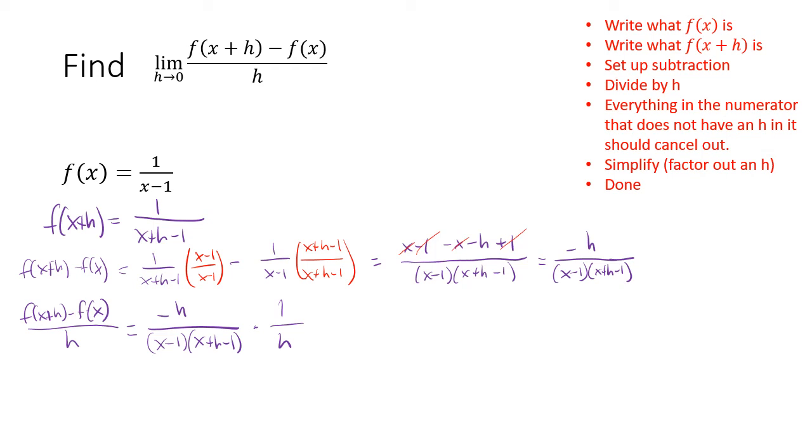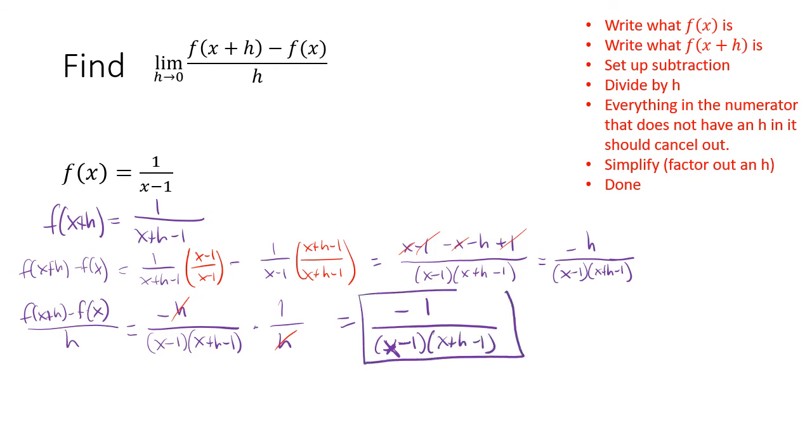So now we're just going to cancel out these h's, and what we'll be left with is this. We'll have negative 1 divided by x minus 1 times x plus h minus 1, which is disgusting but correct. So that's the difference quotient there. Anyway, there's nothing terribly complicated about this, but I cannot overemphasize how important conceptually what we've just done here is.